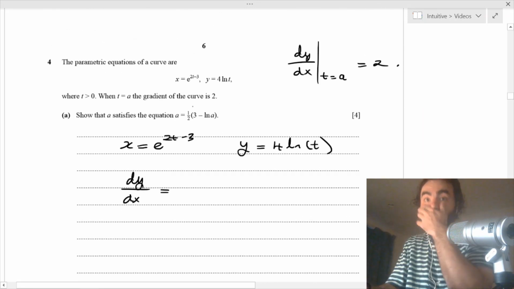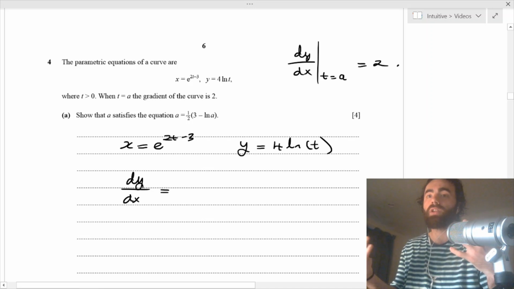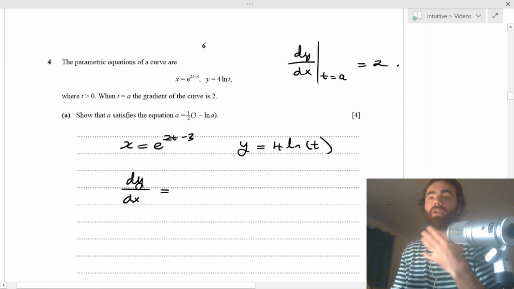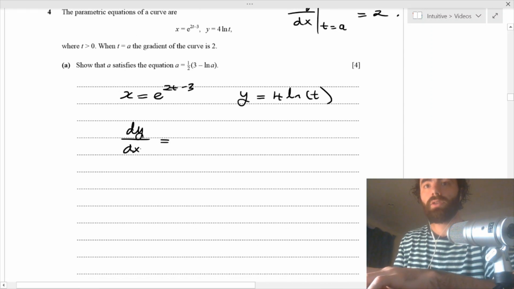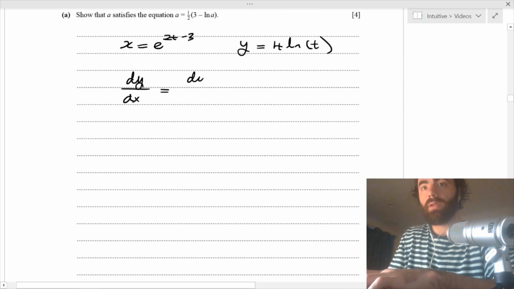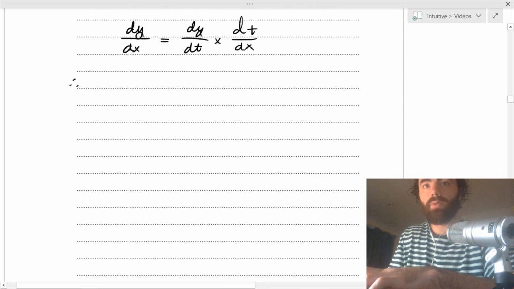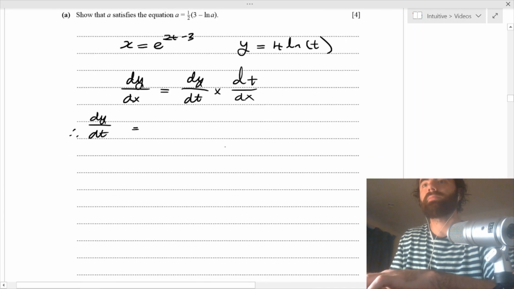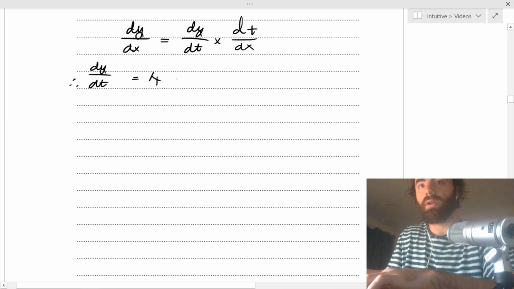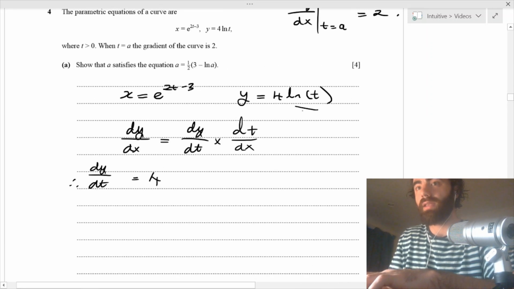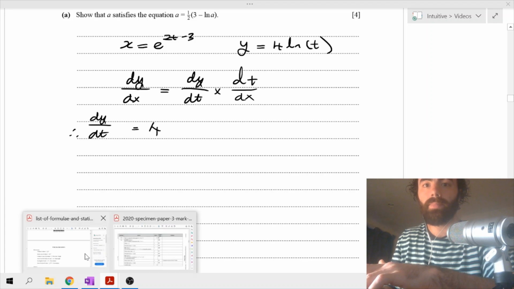Well, this is a curve defined by parametric equations, meaning we're defining a curve with one variable rather than two. So we can say dy by dx is equal to dy by dt times dt by dx, right? Because they'll cancel and you get dy by dx. What is dy by dt? Well, dy by dt will just be equal to 4 times this differentiated in terms of t, ln of t, which is on your formula sheet if you need it.